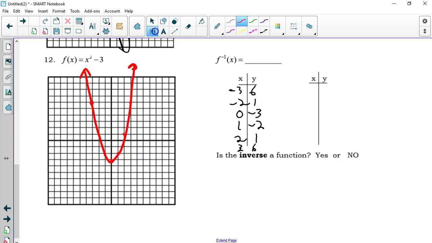Now, my inverse function, very easy. Before I even solve for it, I can just switch spots. 6, negative 3; 1, negative 2; negative 3, 0; negative 2, 1; 1, 2; 6, 3.